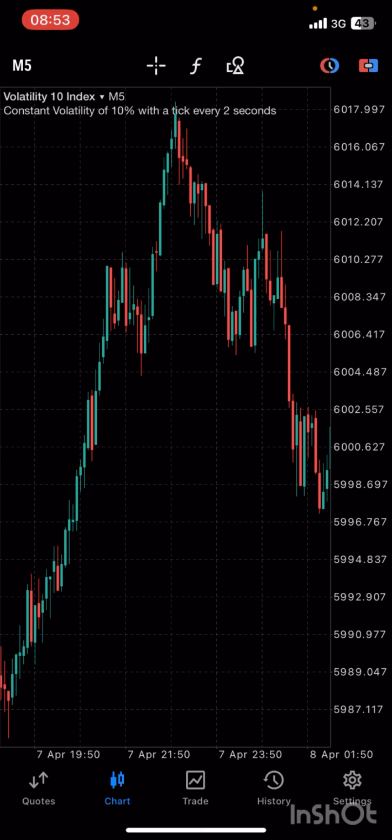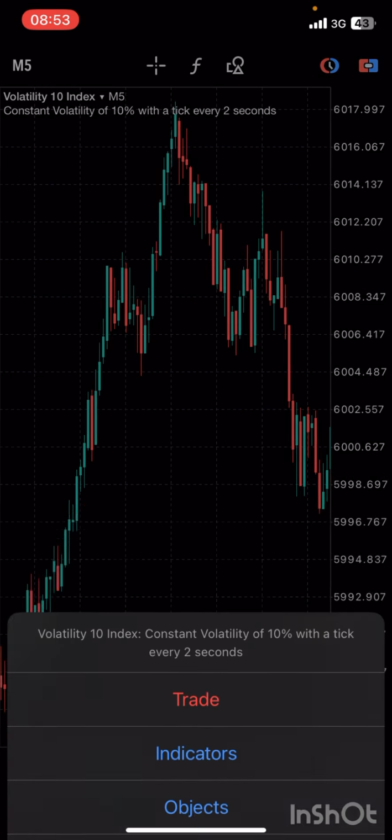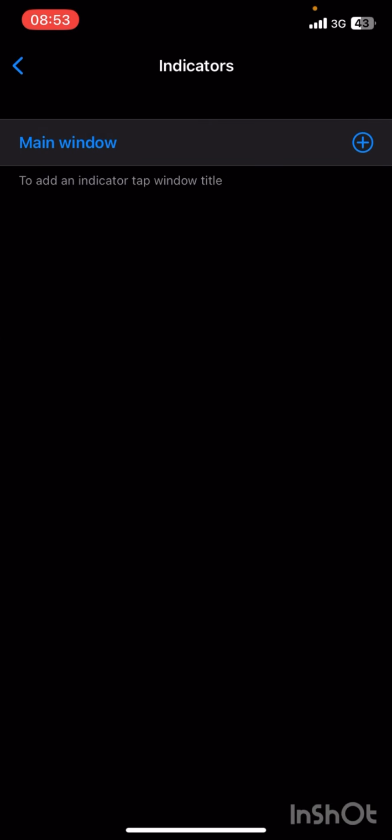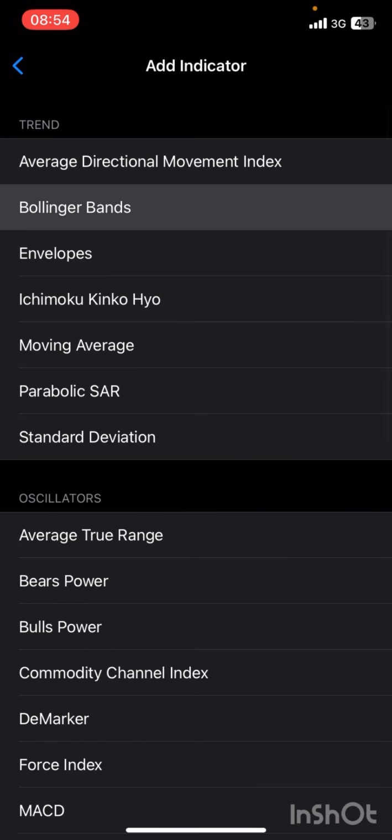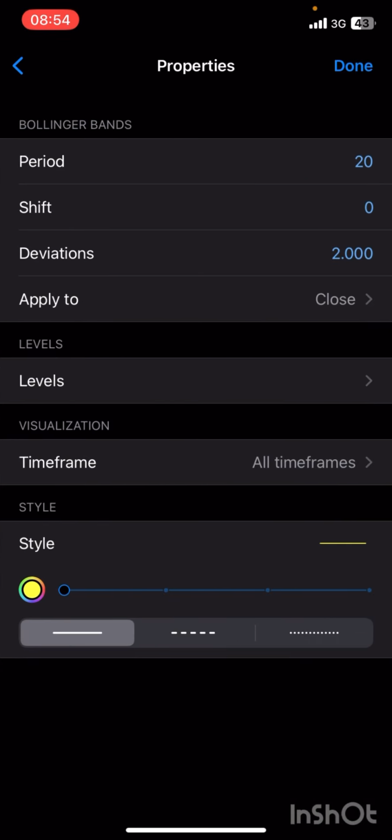So the first thing we're going to put on our chart is, you guessed it right, the Bollinger Bands. So you go to your indicators, windows, and you can see the Bollinger Bands here. So we're going to click on the Bollinger Bands. Now we're going to make the period 20, and I'm just going to leave the color as yellow. So you can screenshot this if you don't know, and click on done.